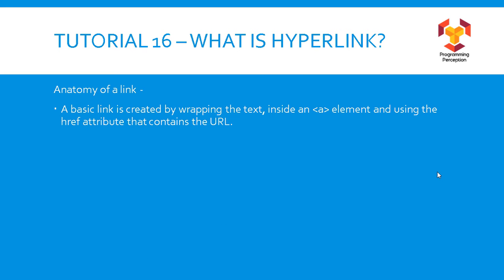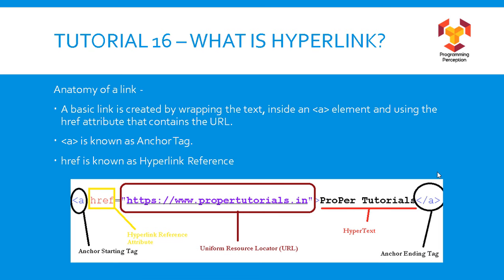Now, anatomy of a link, that is the structure of a link. A basic link is created by wrapping the text, in case you are making the text a hyperlink, inside an A element or anchor element and using the href attribute that contains the URL. A is known as the anchor tag. Href, hyperlink reference, will contain the address.